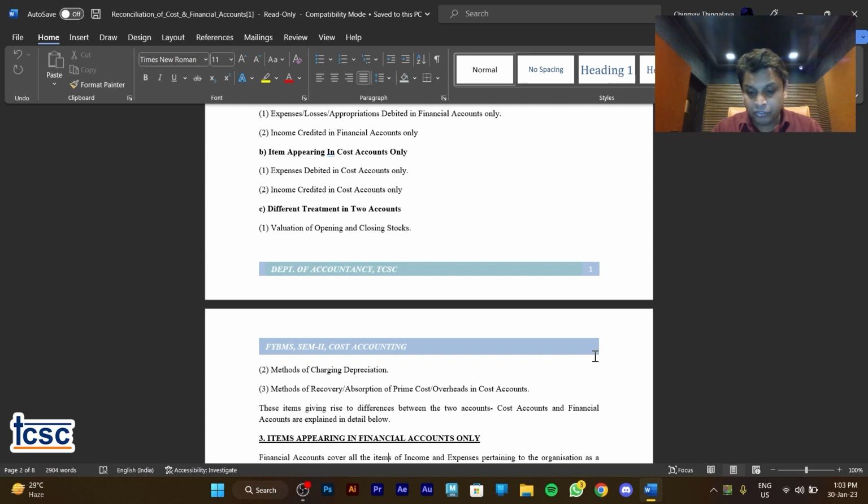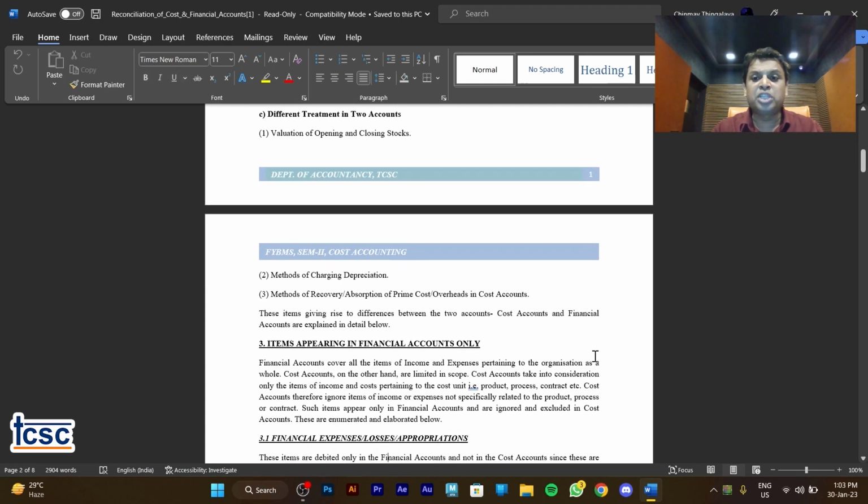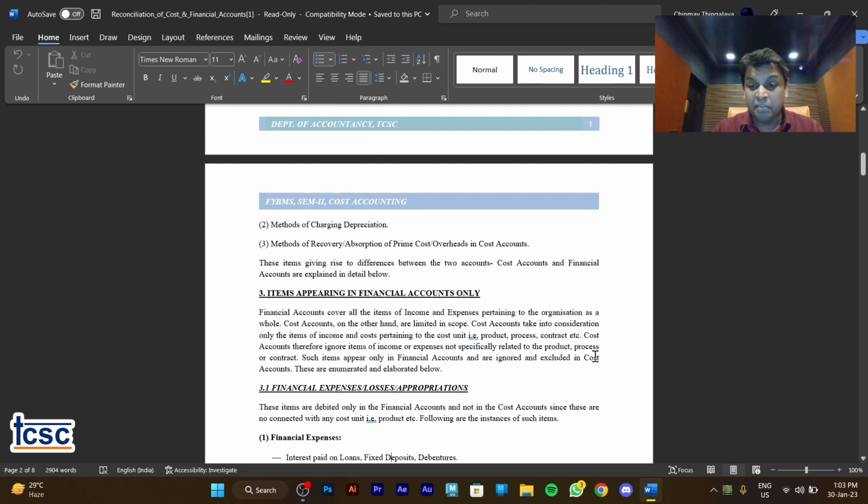Apart from that, we know that there are many methods to charge depreciation. If you are aware, there are many methods to charge depreciation. But the two famous methods, which you must have done in your 11th standard, are the reducing balance method and the fixed installment method. We mainly use these two methods of charging depreciation. Under the reducing balance method, the amount of depreciation is going to change every year, but in the fixed installment method, the amount of depreciation is going to remain the same every year.